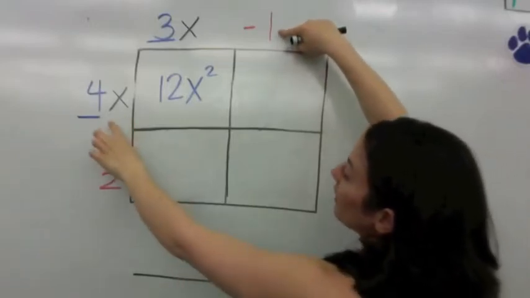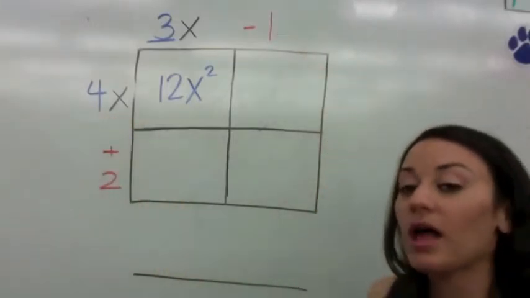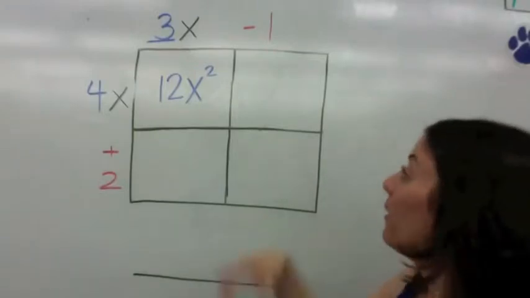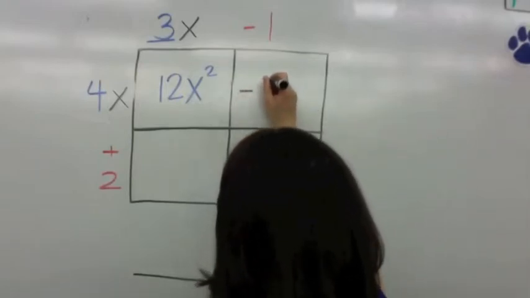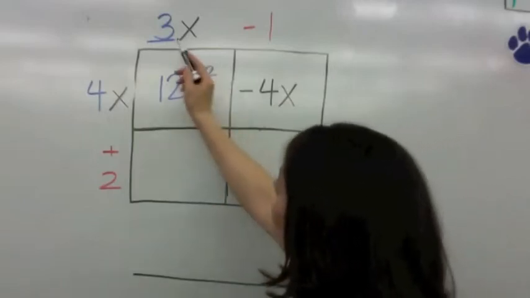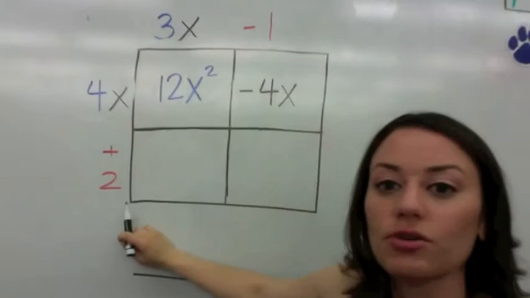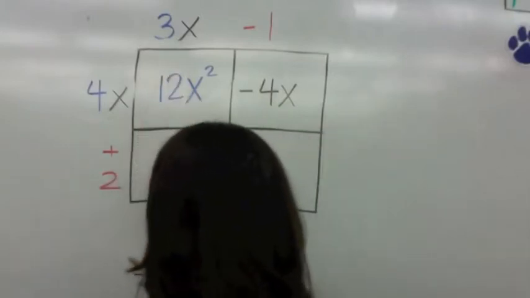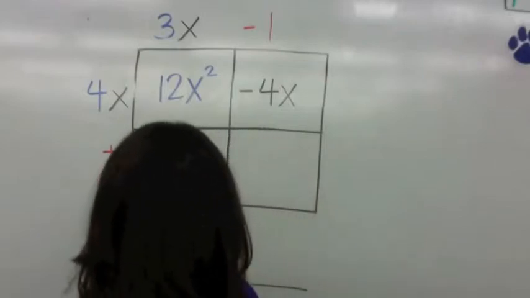Now let's look at this box here. We have a negative 1 times 4x. Negative 1 times 4x. Well, whenever you multiply something by 1, you get itself. But you're multiplying it by a negative, so it's going to make it negative what? 4x. Very good. Next is positive 3x. Okay. 3x times 2. What's 2 times 3? 2 times 3 is 6x. Good. And this is positive.